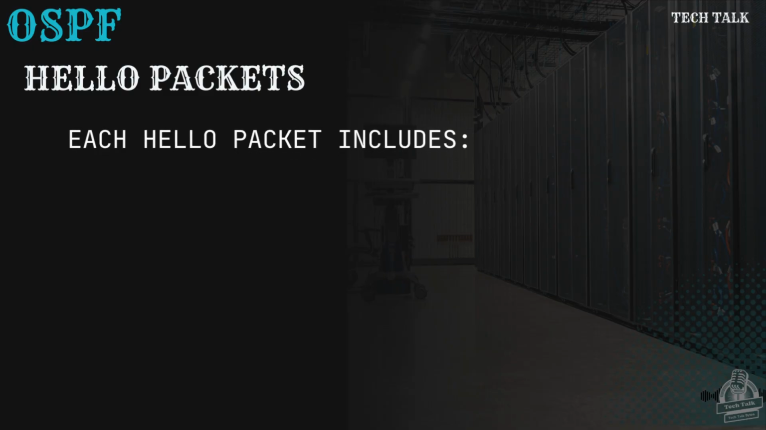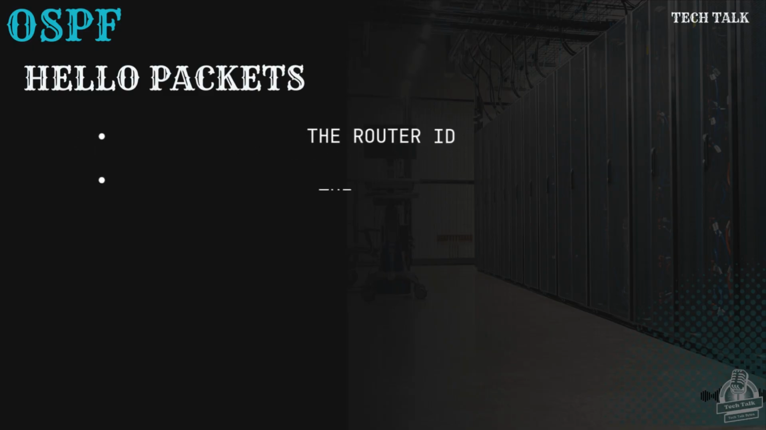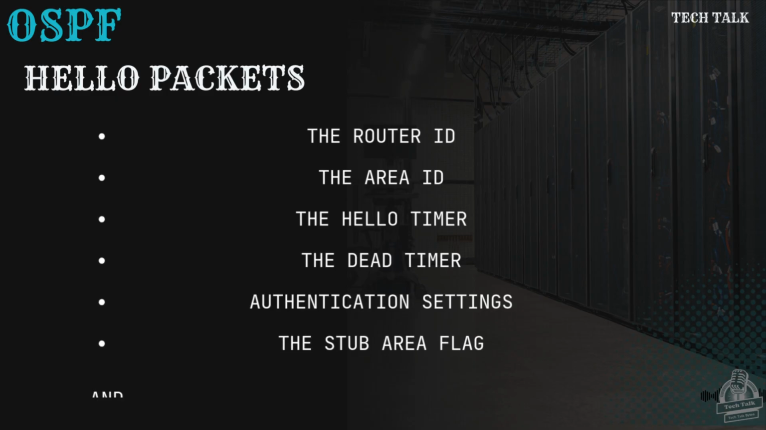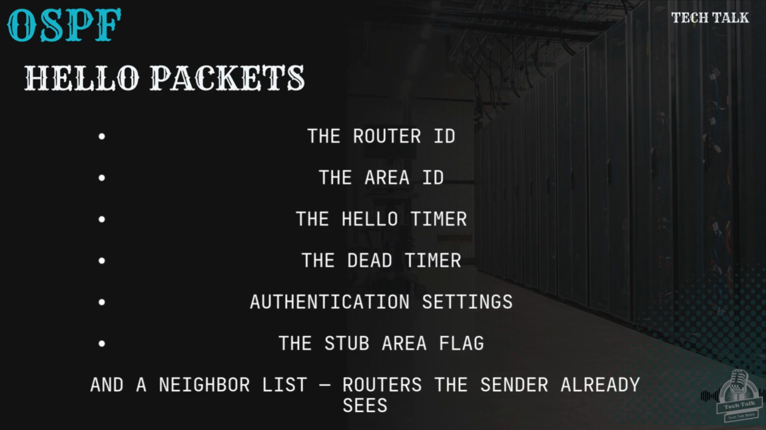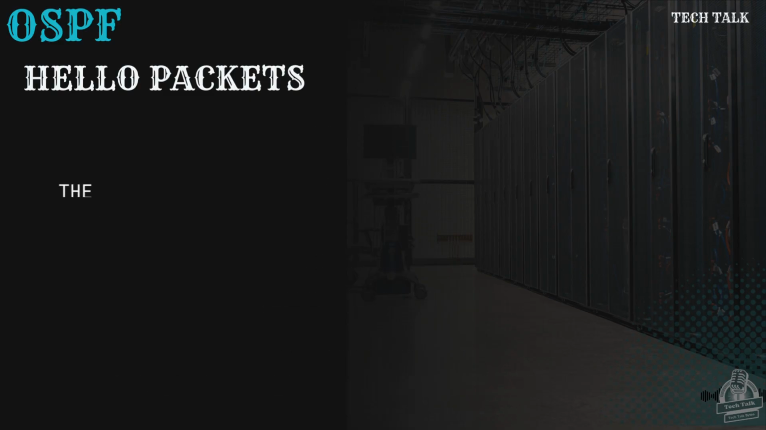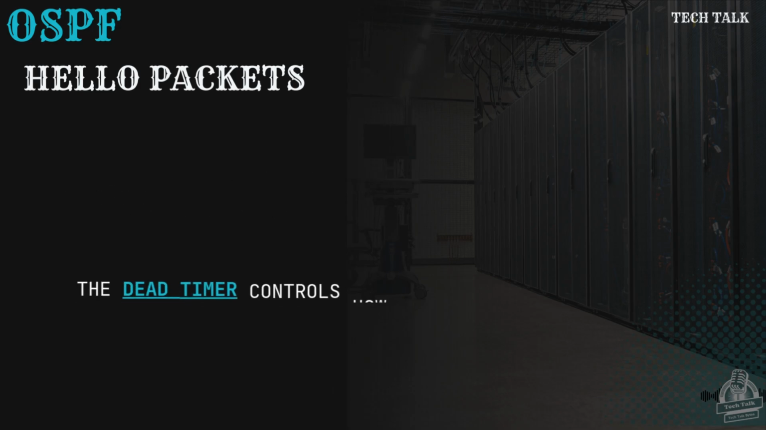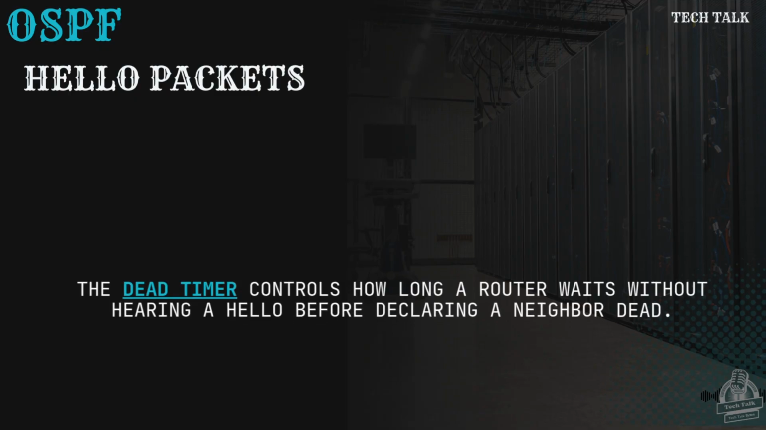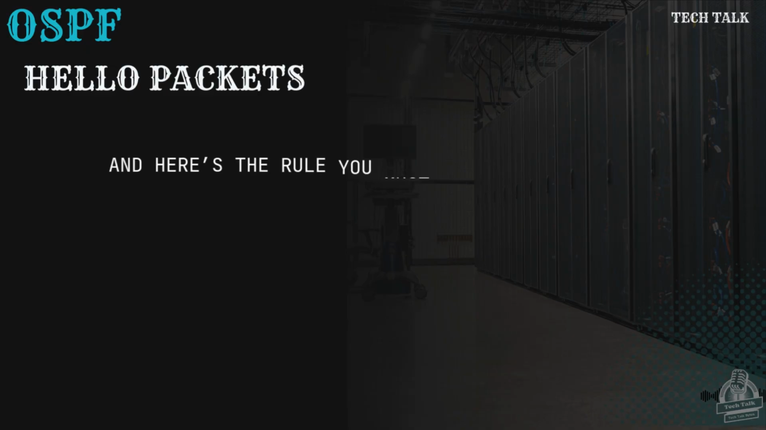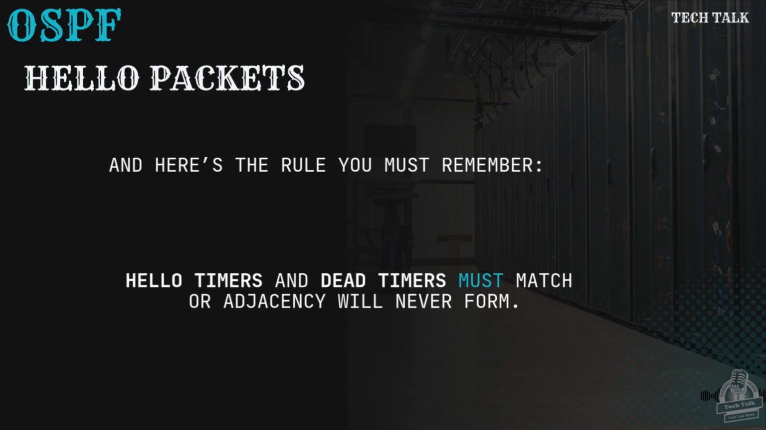Each hello packet includes the router ID, the area ID, the hello timer, the dead timer, authentication settings, the stub area flag, and a neighbor list. Routers the sender already sees. The hello timer controls how often hellos are sent. The dead timer controls how long a router waits without hearing a hello before declaring a neighbor dead. And here's the rule you must remember. Hello timers and dead timers must match, or adjacency will never form.